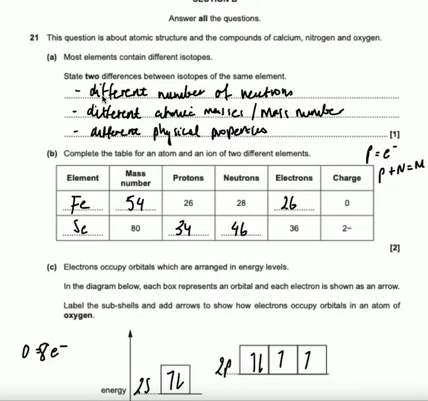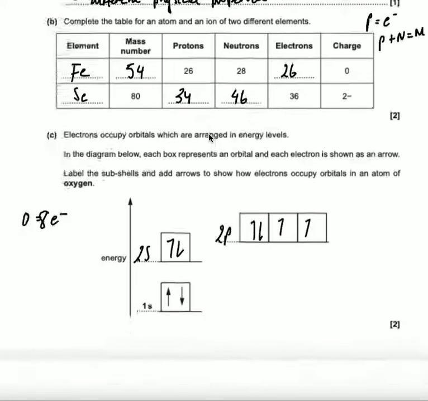Okay, so straight up is a different number of neutrons, and so we will have a different atomic mass or a different mass number, and that results in different physical properties. So you could have had any two of the 3 points here.